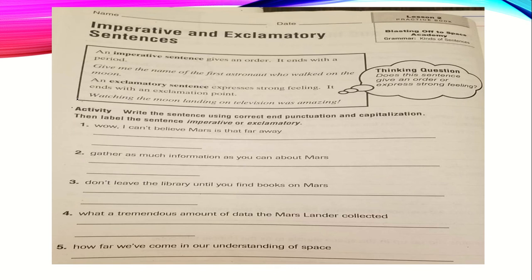Number one, whoa, I can't believe Mark is that far away. That expresses emotion, begin with a capital letter, and it ends with an exclamation mark because it expresses strong feeling. Then you label it on the small line, exclamatory. All right, exclamatory on the line. And you will do the same with sentence 2.